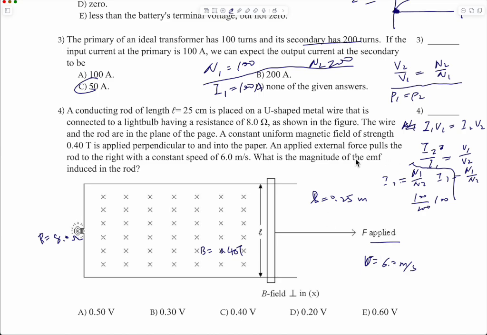What is the magnitude of the EMF? Just from the equation, the induced EMF equals B L V. How do we get this? I derived this in class. The induced EMF equals the changing flux over time. Changing flux here equals B times the changing area times cosine theta.